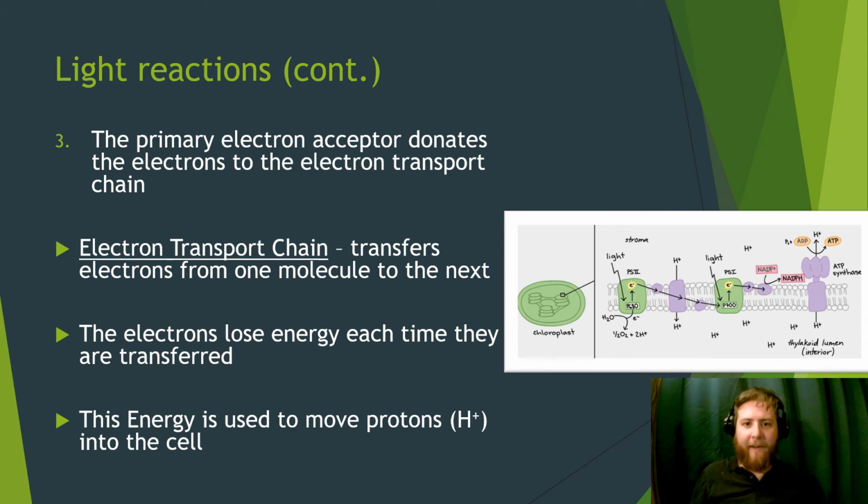So the primary electron acceptor takes this electron and shuttles it down through what we call the electron transport chain. This transfers from one molecule to the next. You'll see there's 3 molecules on the ETC here. Each time this is transferred, this electron is losing energy. This energy isn't lost, it's transferred, and you're moving hydrogens from the outside of the cell to the inside of the cell. You're pumping these hydrogens in. Those positive hydrogens are attracted to the highly negative electrons, and that's where this energy is going.